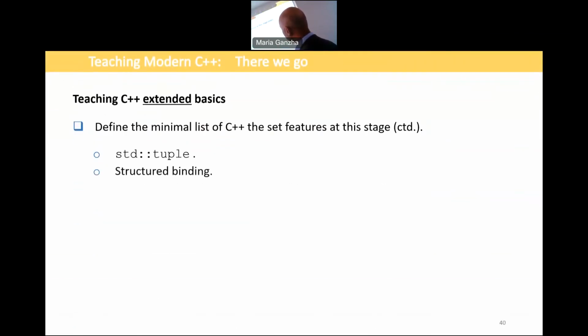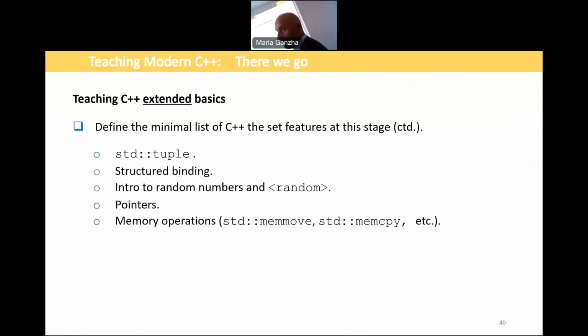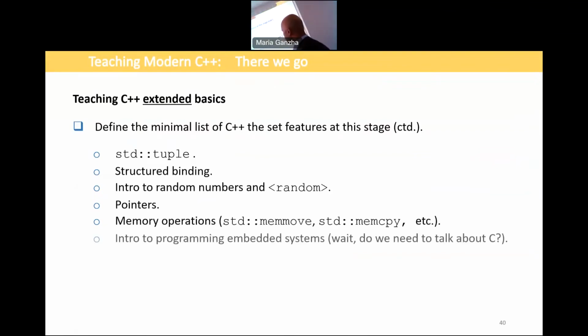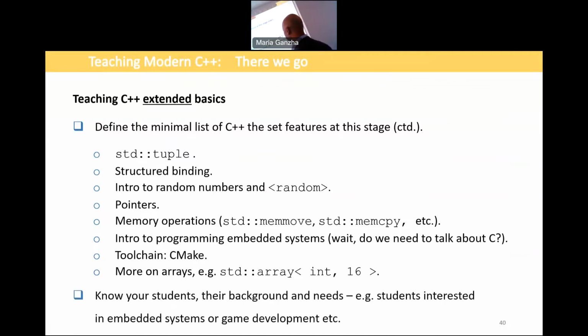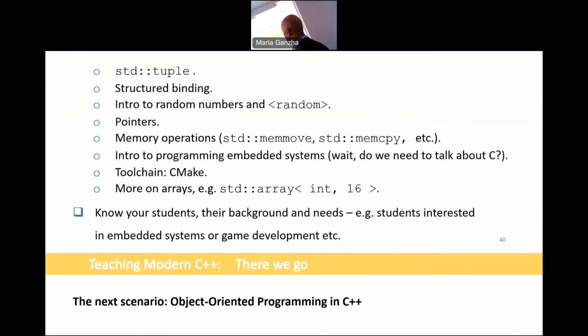And if we have more time for extended, we add tuples, structured binding, random, and then pointers, memory operations, especially if we have students of electronics. This is important. Intro to embedded systems. So tool chain, CMake, yes. More on arrays, std::array if we have fixed size containers. But again, know your students, their background and needs. For example, students interested in embedded systems, games, or I don't know. So they need maybe a little bit different approach.